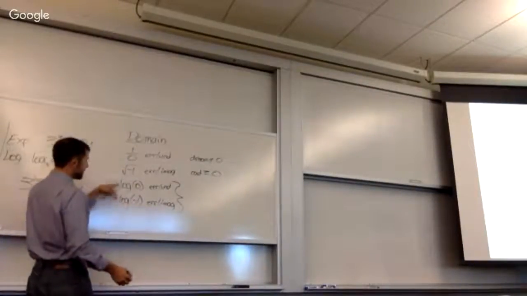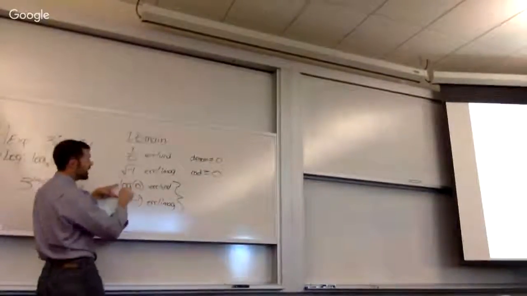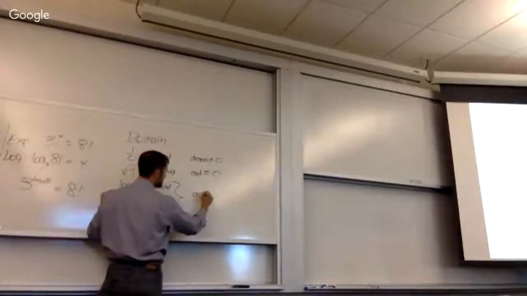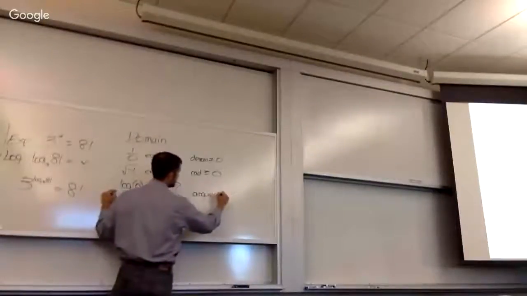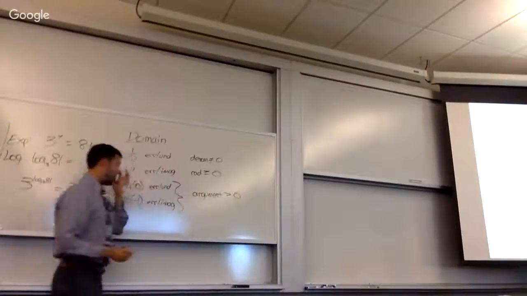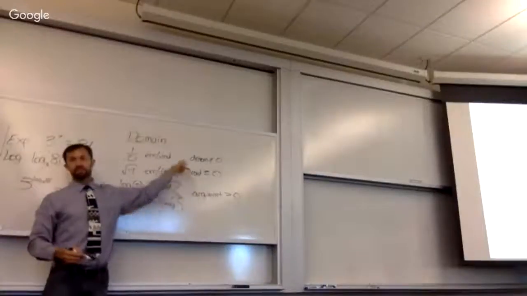Square root. You can't log 0 or a negative, which means you can only log a positive number. So that means the argument has to be strictly greater than 0. So take a look at those 3 domain tests, right?